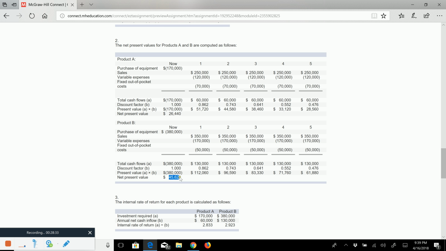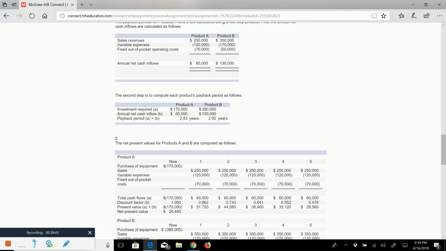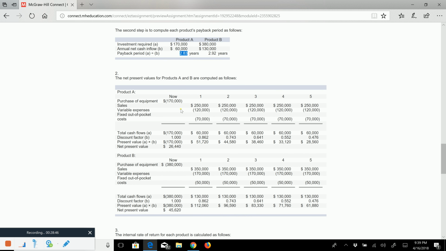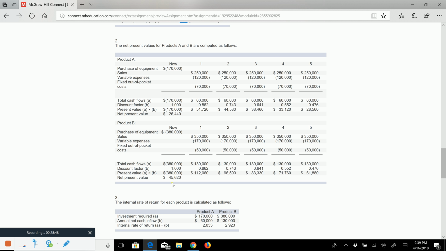Your net present value is higher. So looking at it purely for net present value, which one is higher? Well, product B would be the winner here. So using payback period, product A. Using net present value, who's the winner? Product B.